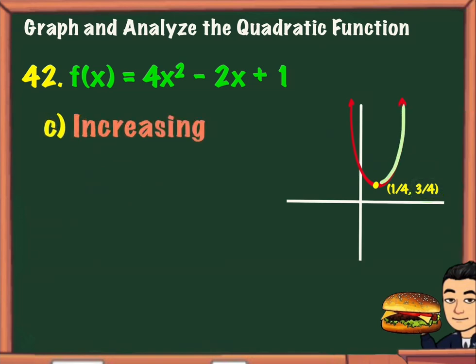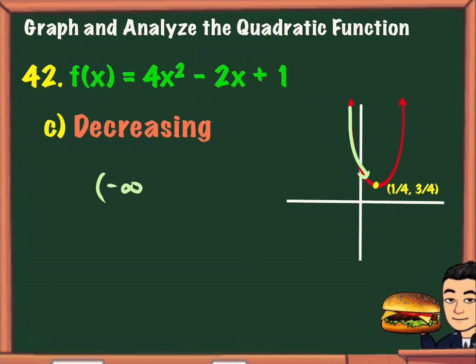For the increasing part, you got bracket, 1/4, comma, positive infinity, parenthesis. And this is the decreasing part, so you're going to put parenthesis, negative infinity, comma, 1/4, and a bracket.